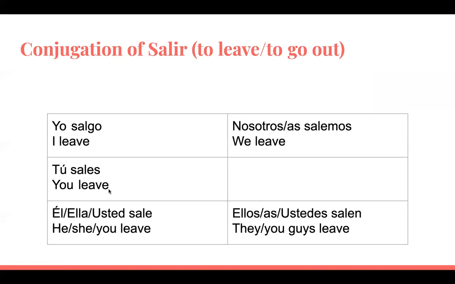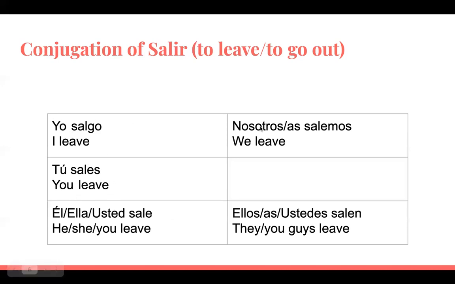I think that's what they were getting at here, that they were doing verbs that are only regular in the yo form. So we have yo salgo, which you can see adds the G like hacer. Yo salgo is I leave, and you see that adds an O. Tú sales is you leave. Él, ella, usted sale is he, she, you formal leave. Nosotros, nosotras salemos is we leave. And ellos, ellas, ustedes salen, which is they or you guys leave. So again, you can see this one is only irregular in the yo form too.